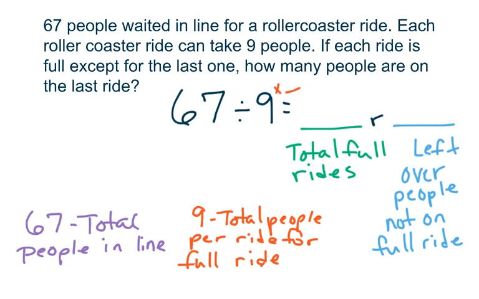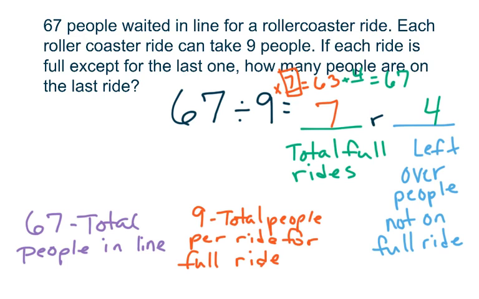9 times what gets me close to 67 without going over? Well, 9 times 7 gives me 63, so that's pretty close. So my quotient is going to be 7. And then I need to think, 63 plus what is going to get me up to 67? Plus 4 more, which is going to be my remainder.